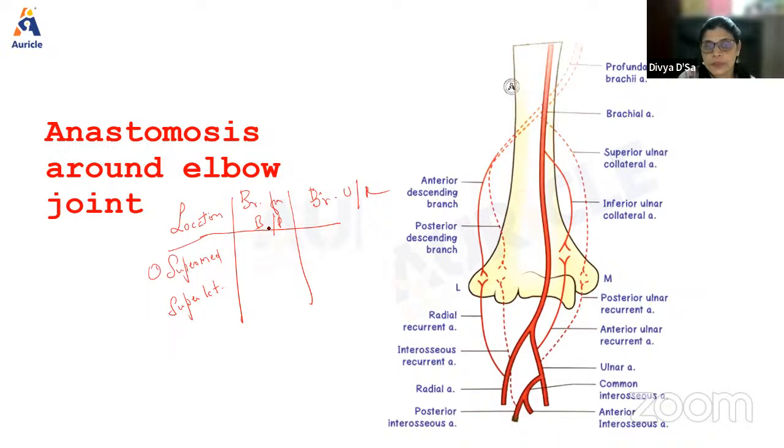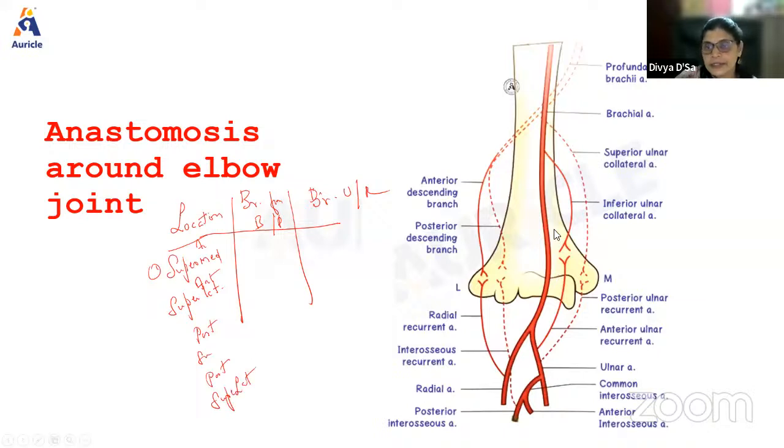The branch is from the brachial artery. See here, which is the branch from the brachial artery. So we have anteriorly and superior-medially, anteriorly and superior-laterally. Then in the same way we have posteriorly and superior-medially, and posteriorly and superior-laterally. This is how it forms.